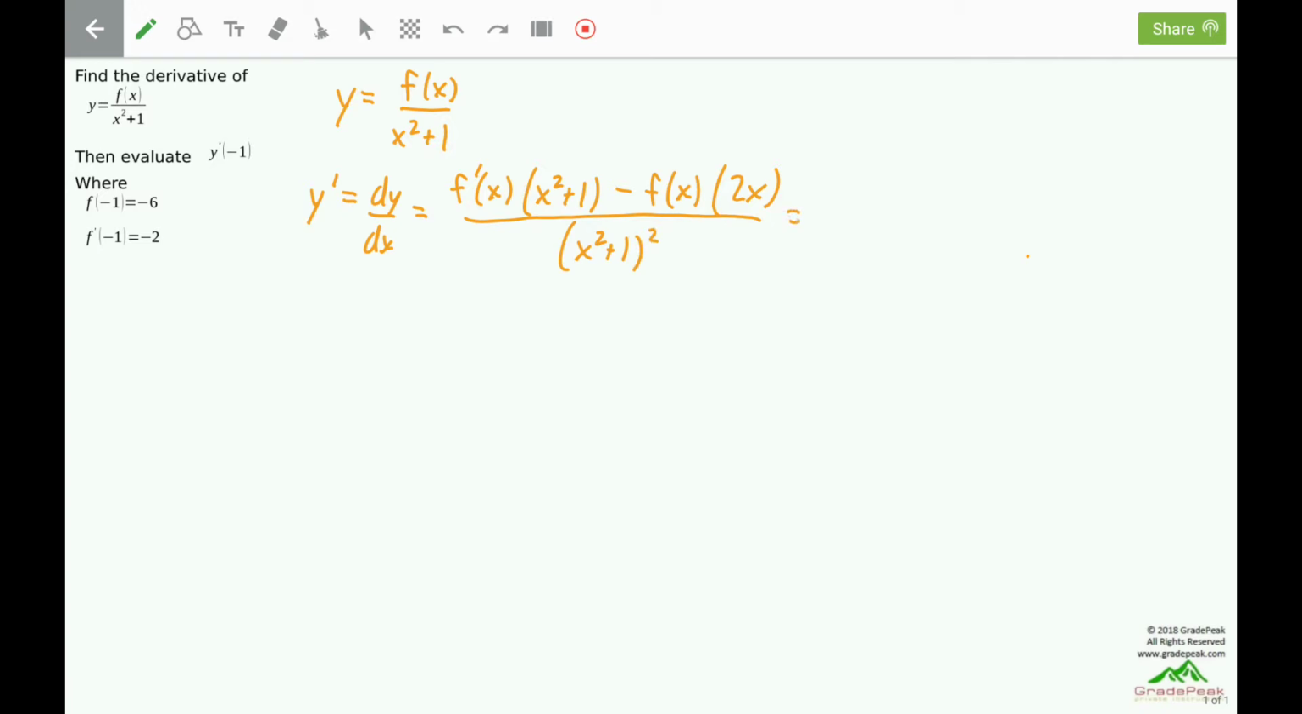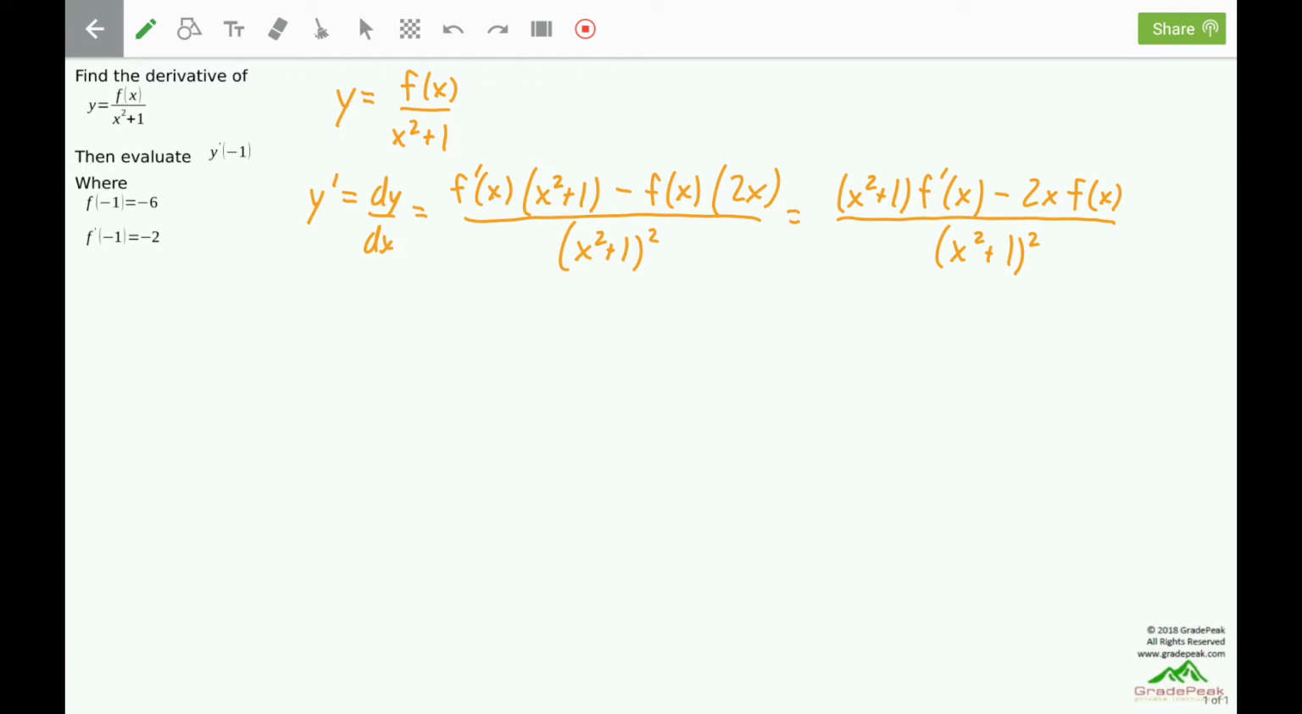I'm going to take one more step just to rewrite, to make it look maybe a little nicer. I'll put the x squared plus 1 before the f prime of x, and the 2x before the f of x. I'll leave the denominator the way it is. And there's our derivative y prime, or dy dx.